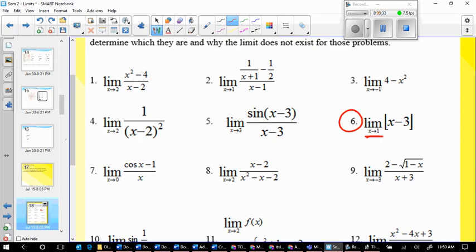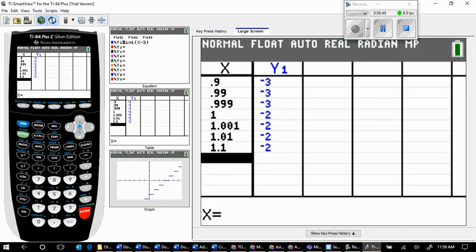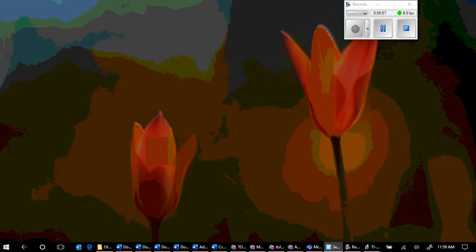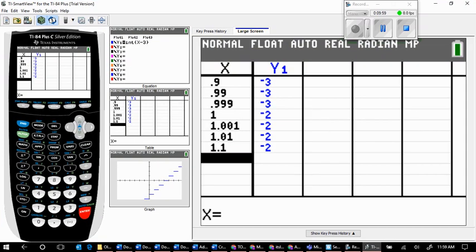I'm going to go ahead and write down that little table here. I've got 0.9, 0.99, 0.999, 1, 1.001, 1.01, 1.1. And from one side, it looks like -3, -3, -3, and the other side is -2, -2, -2.